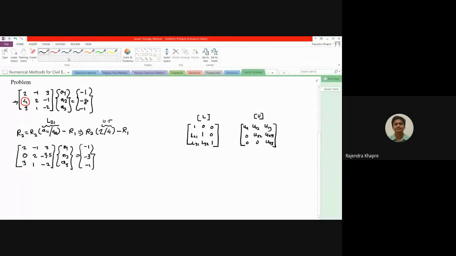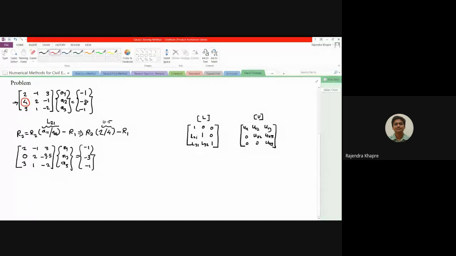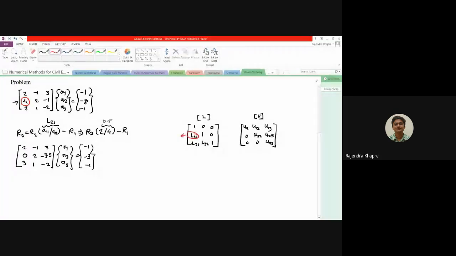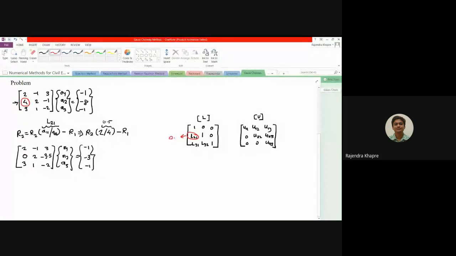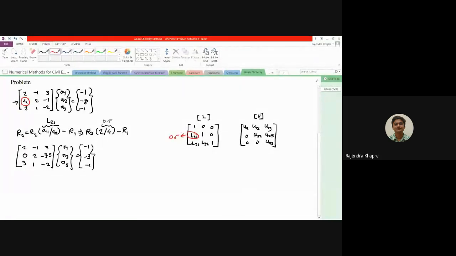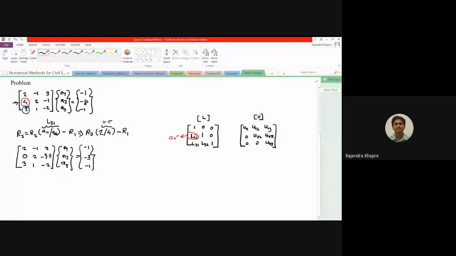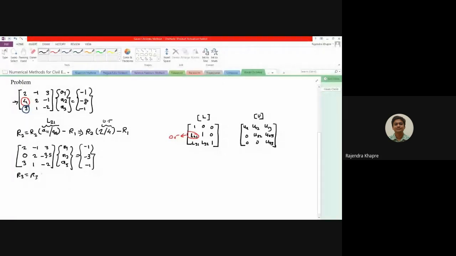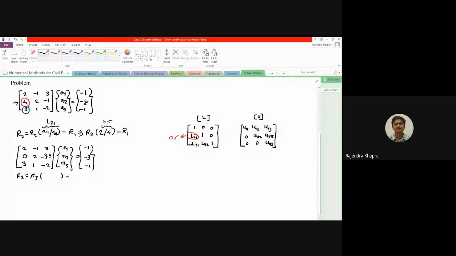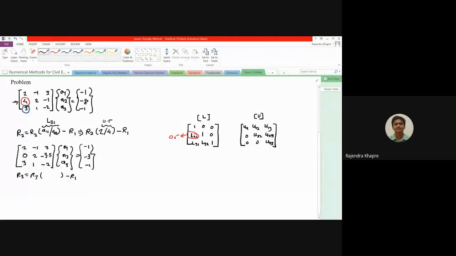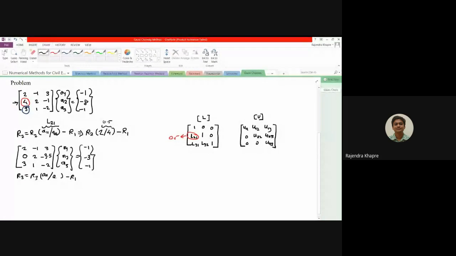Okay. But in this case, we now came to know that this element is basically 0.5. Understood this? Now on similar lines, let us work on this particular element. To do that, you have to write R3 equals R3 into some factor minus R1. So here this will be A11 and this will be A31.